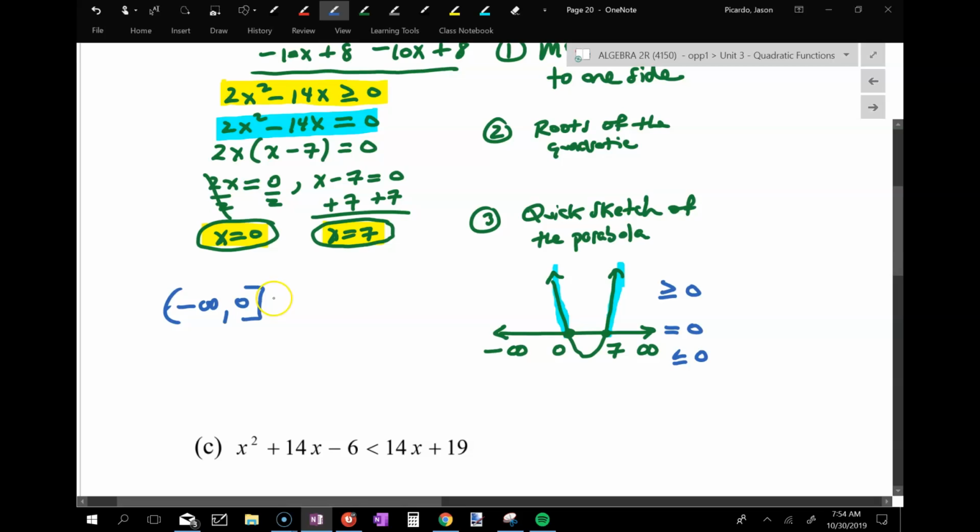But then there's another piece, right? Then there's another piece. And where does that next piece begin? At 7, and it goes to infinity. Like that, right?